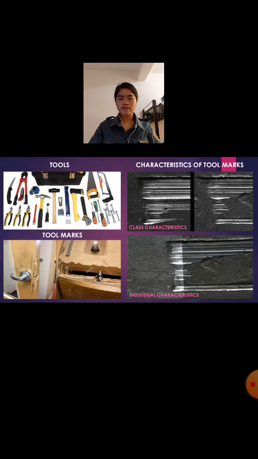The class characteristics of a tool mark include the type of impression, its general shape, and its general dimensions. Individual characteristics are the striations and small particularities exhibited by the tool that are individual to one unique tool. They consist of small, commonly microscopic indentations, ridges, and irregularities present on the tool itself.